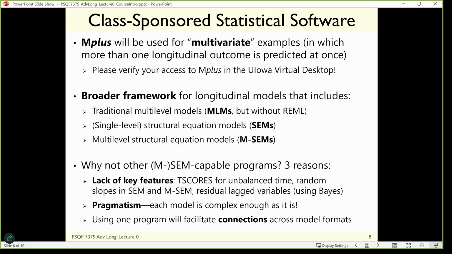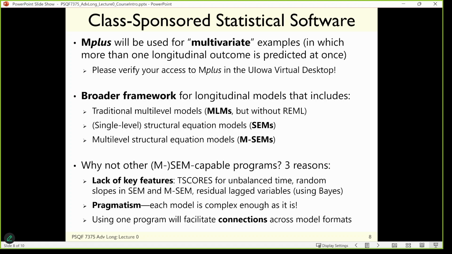Pragmatism. I like to show the same types of models in multiple software when possible to give people choices, but at some point these models just get too big and too ugly, and it's too onerous to try to translate everything across different packages. Unfortunately, lavaan as an SEM package in R does not have any of these capabilities. There's no random slopes, there's no T-scores, and that pretty much shuts it down for most longitudinal analyses.